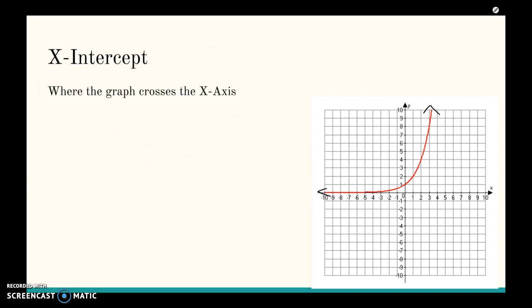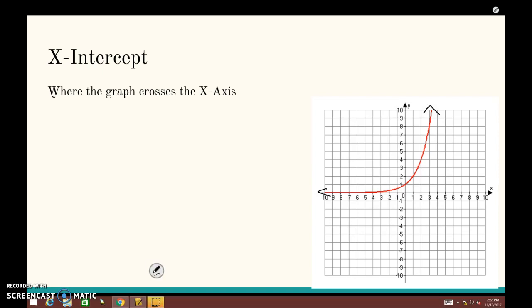All right, the x-intercept and the y-intercept are what we're covering next. So with the x-intercept, you need to write down where the graph crosses the x-axis. That's going to be the key information to write down under this one. It's where the graph crosses the x-axis.